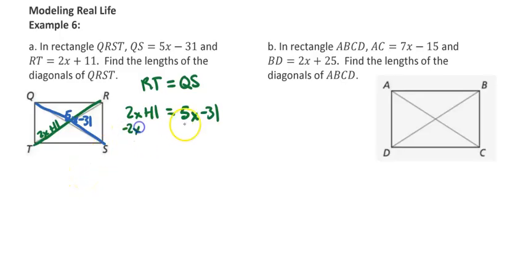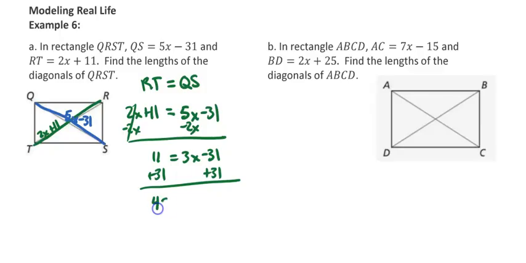So what that lets me do is set 2x plus 11 equal to 5x minus 31. So I'm going to subtract the 2x from both sides. That gets me 11 equals 3x minus 31. I'm going to add 31. That gets me 42 equals 3x. And then I'll divide by 3. So that gives me x equals 14.